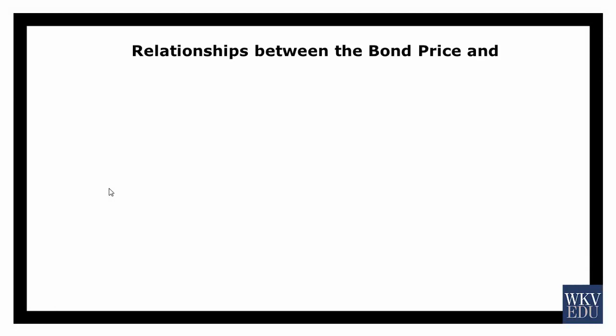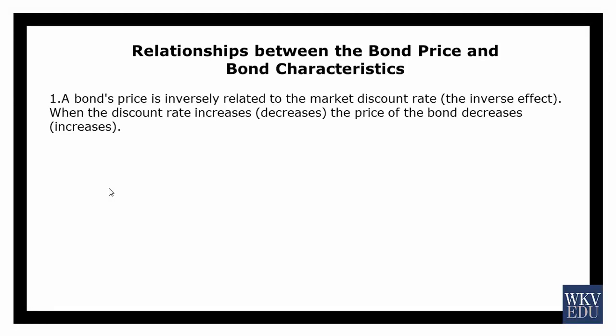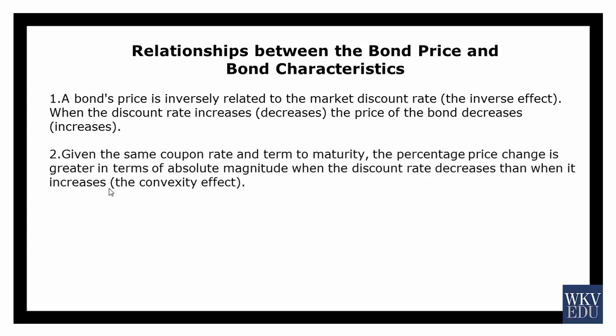We'll now look at the relationship between bond price and its characteristics. A bond price is inversely related to the discount rate. When the discount rate increases, the price decreases, and when the discount rate decreases, the price increases, and this was clearly illustrated in the 3 scenarios we discussed. Given the same coupon rate and the term to maturity, the percentage price change is greater in absolute magnitude when the discount rate decreases than when it increases, and this happens because of the convexity effect.